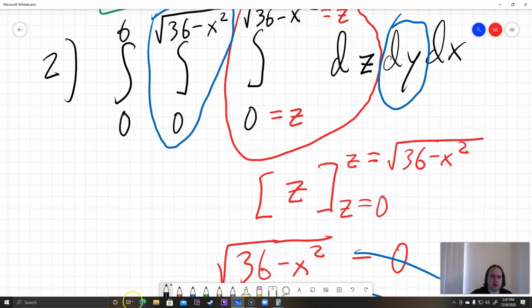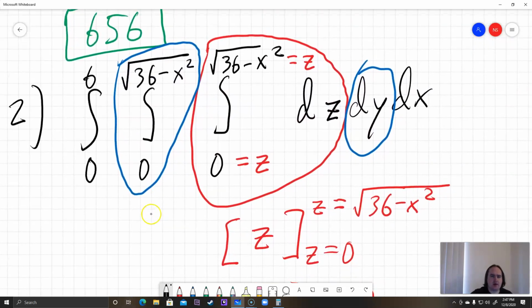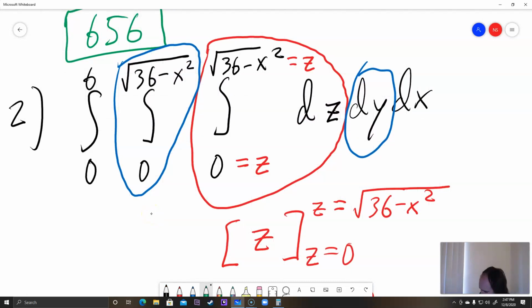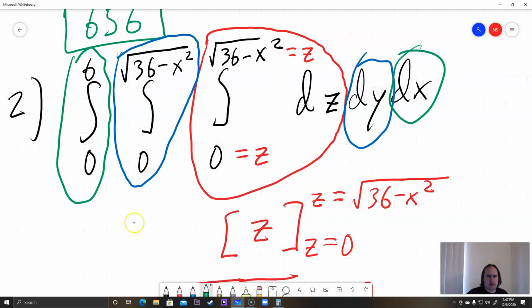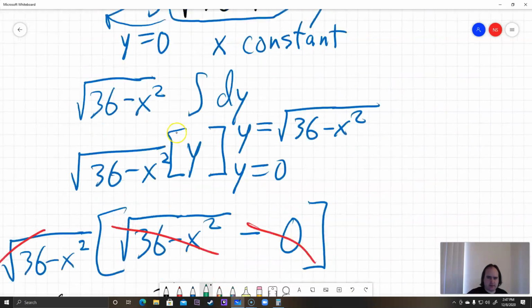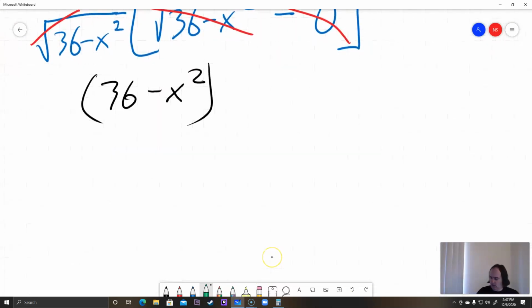So going back up here, our outer integral, I'll do that one in green. Our outer integral is from 0 to 6 of dx. Okay? So that's going from x equals 0 to x equals 6. So we have the integral from x equals 0 to x equals 6 of 36 minus x squared dx.